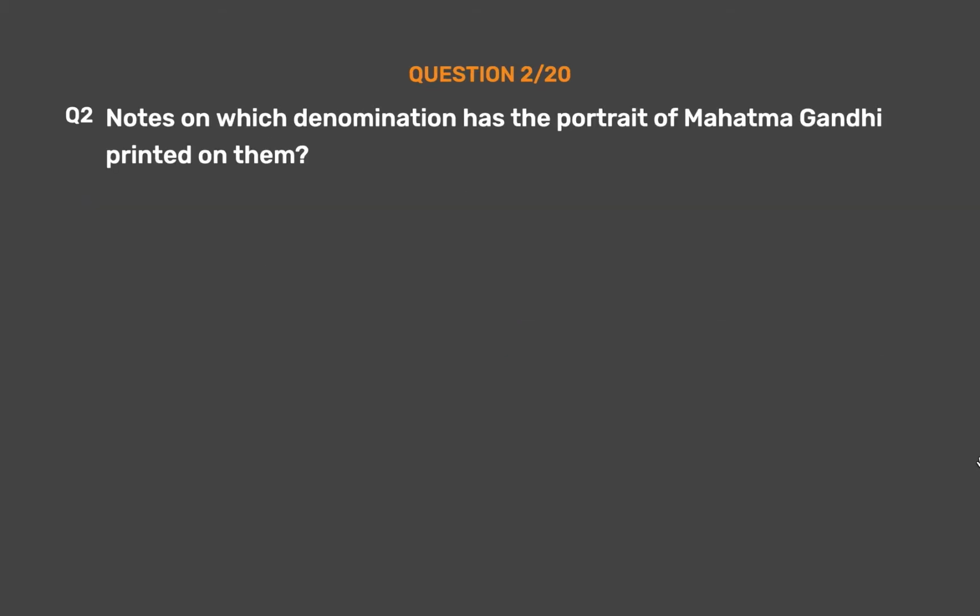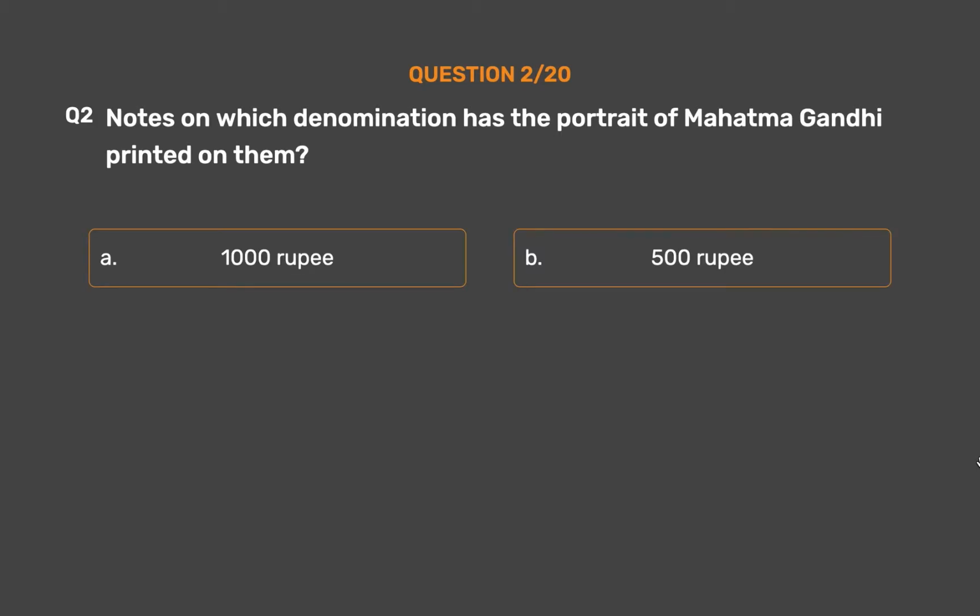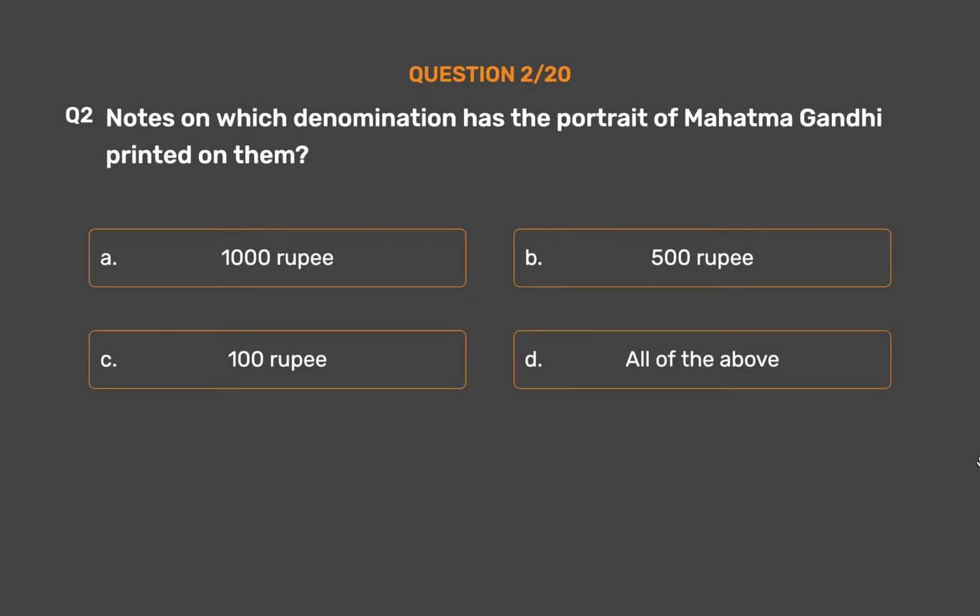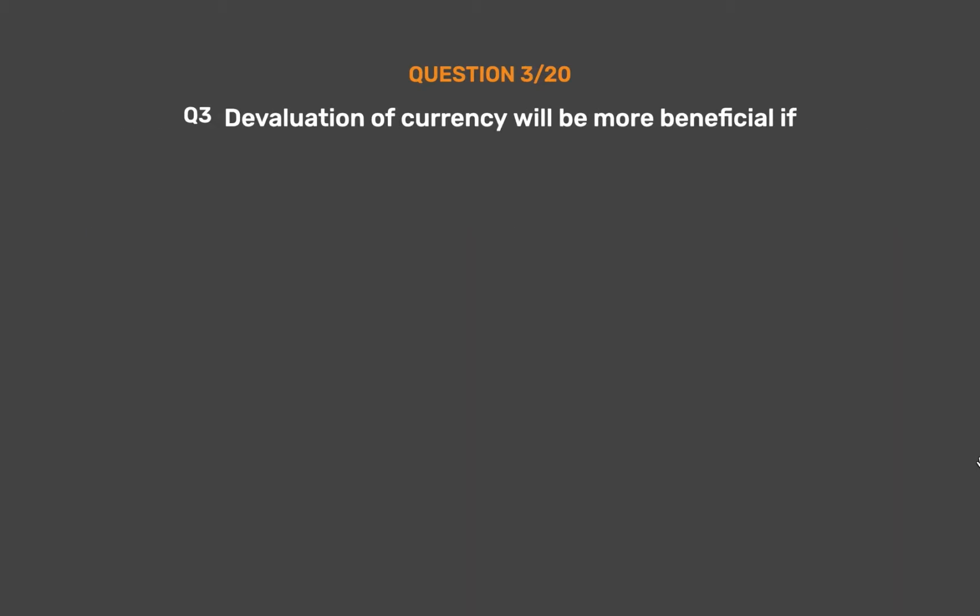Question number 2. Notes on which denomination has the portrait of Mahatma Gandhi printed on them? Option A. 1000 rupee. Option B. 500 rupee. Option C. 100 rupee. Option D. All of the above. The correct answer is Option D. All of the above.